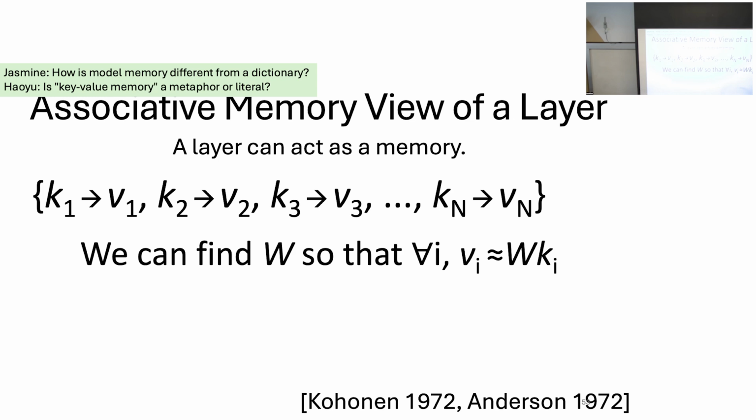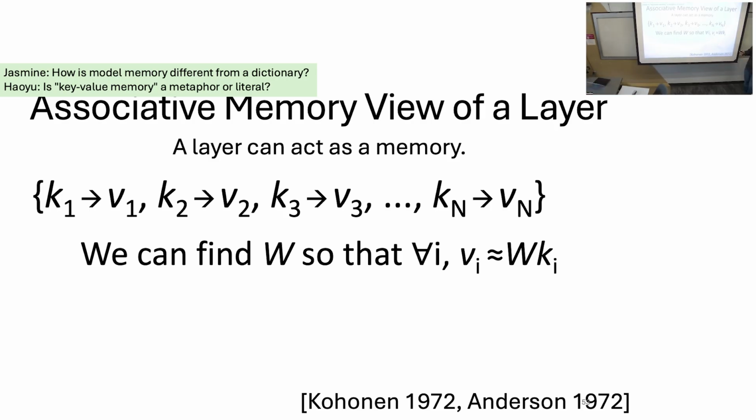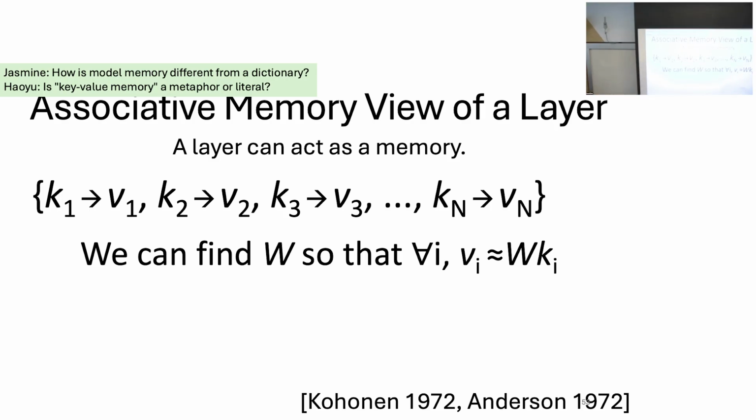How do I find a nice function that does this? And the linear algebra people will say, you're in luck. Not only can you find a function, you can find a linear function. You can find a matrix W such that V_i equals W K_i for all the i's, as long as the dimension of W is n times n or bigger. That makes sense? And then how do you find this?